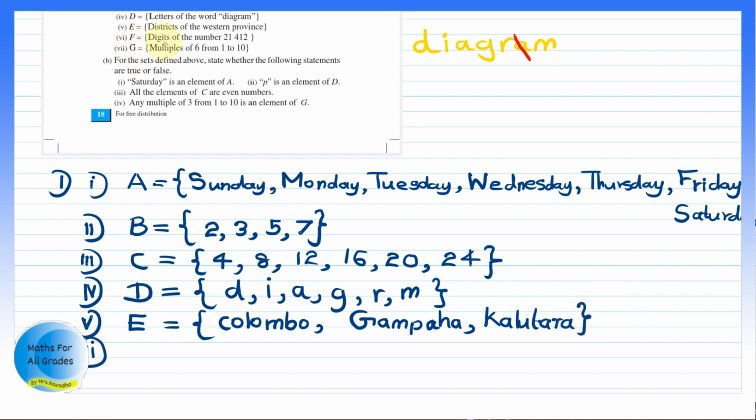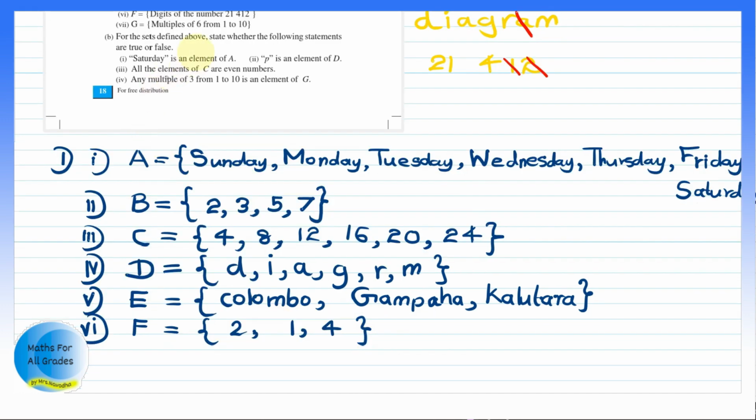Problem number 6. F is a set of digits of the number 21,412. Let's write this number in your sketch paper, 21,412. So you have to list down all the digits of this number. 2 has repeated twice, 1 has repeated twice. Let's cut one of each. F equals 2, 1, 4. These are the digits of this number.